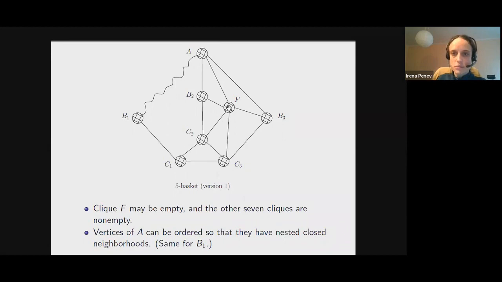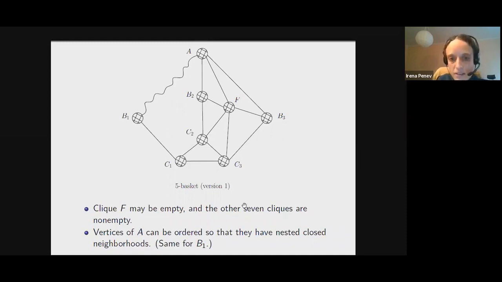They're all non-empty except possibly for this one. Maybe this is empty. Full edges represent complete, right? So for example, all edges between this and this are present. This means they're edges. And again, as in the case of rings, you get that sort of nested neighborhoods here and here. Okay, so that's what these dotted edges represent.